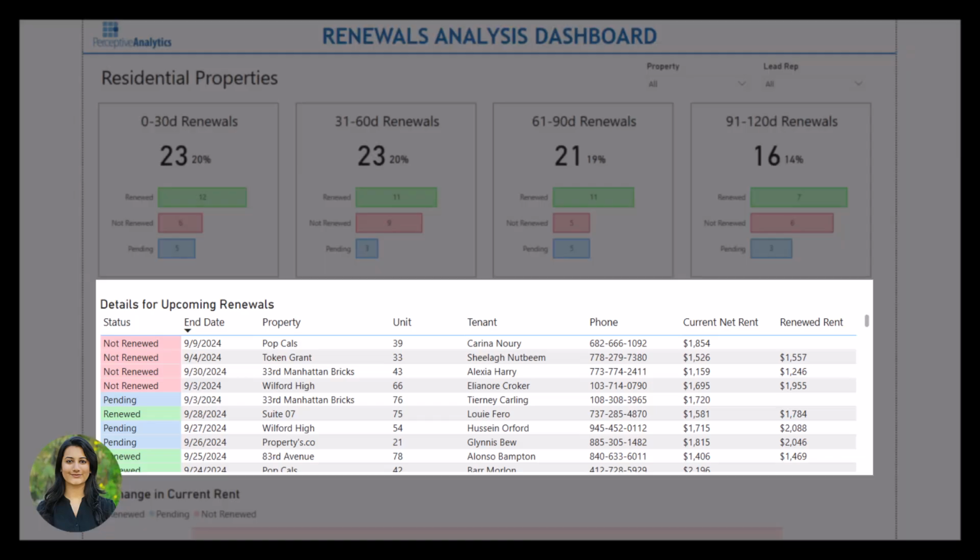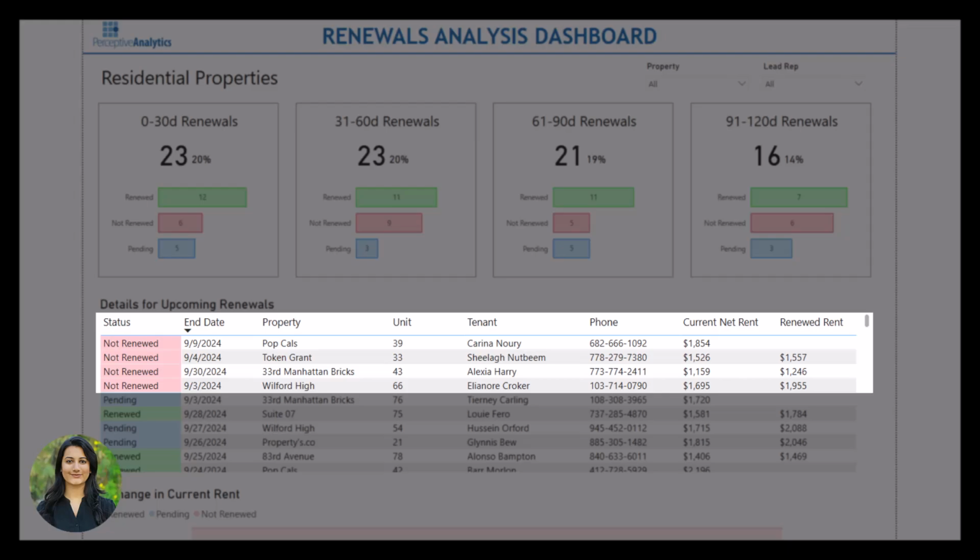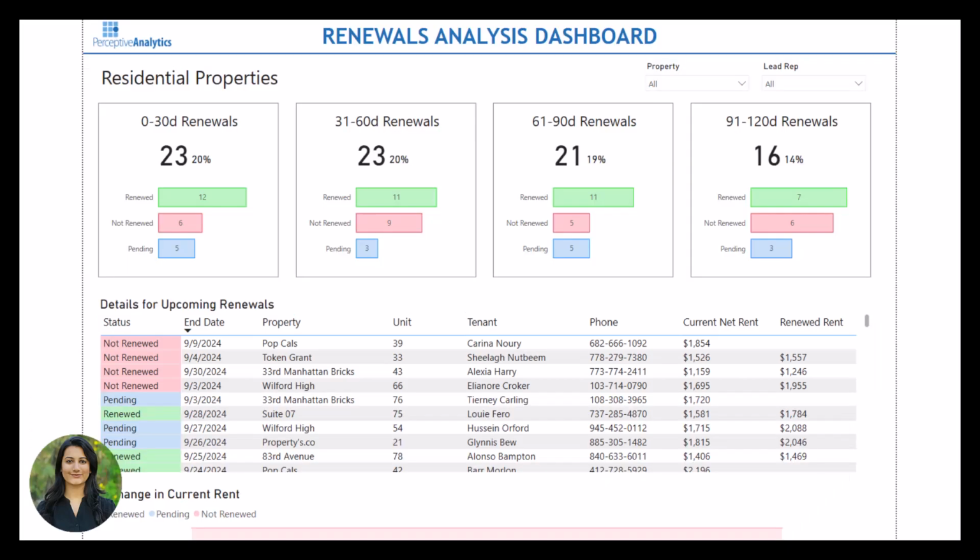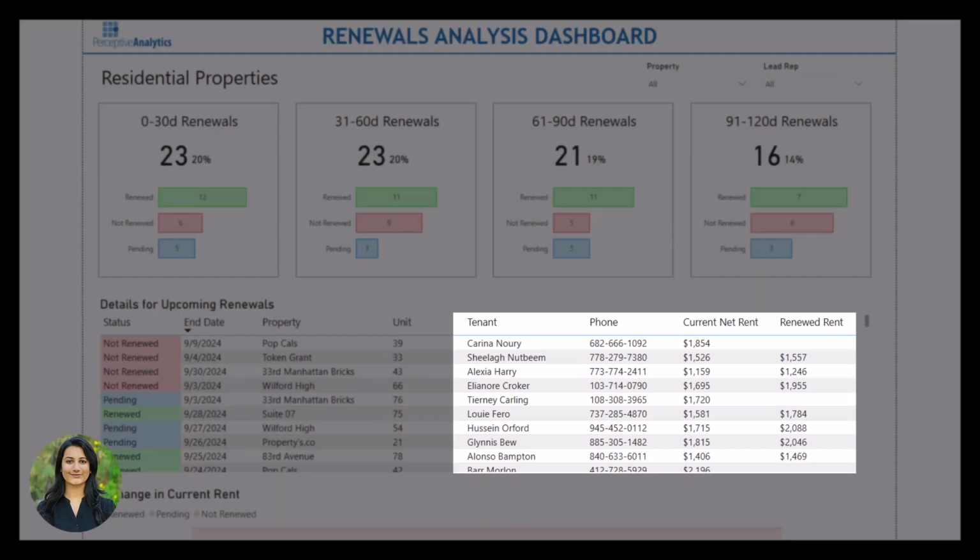The table below shows complete lease level details. We can see that some tenants have already declined to renew, while others are still pending, and these should be our key follow-up targets. We have each tenant's contact and rent details available here, making it easy to reach out at the right time and keep the renewal process moving.